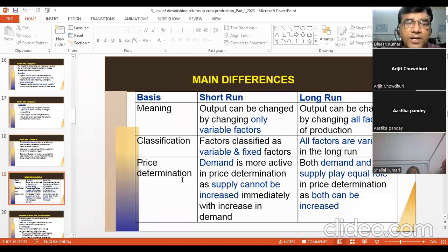Now price determination, how price determination happens. So here in short run, demand is more active in price determination, as supply cannot be increased; supply is almost fixed immediately with increase in demand. Here in long run, one can adjust both demand and supply. They play equal role in price determination, because if you know about the future demand, then according to that, you can expand the size of the business or size of the activity. Therefore, both can be increased in long run.